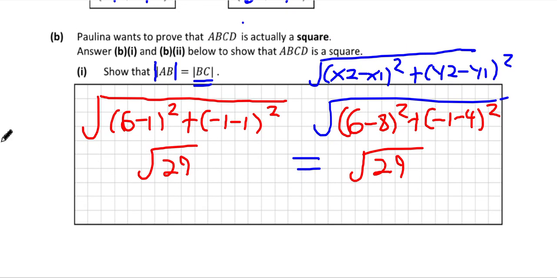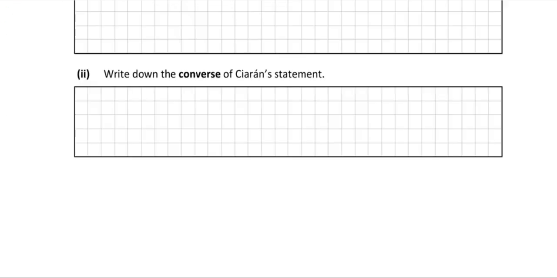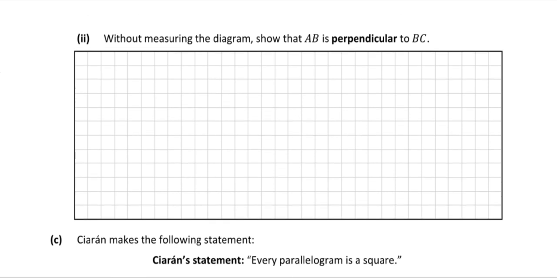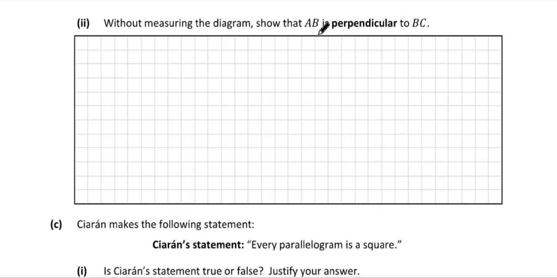Ready for B part 2? Okay. Without measuring the diagram, show that AB is perpendicular to BC. When you're talking about the word perpendicular, am I talking about lengths? What am I talking about? Angles or slopes? Yeah? So, generally speaking, would you all agree that 3/4 and turn that upside down and change the sign? Would you agree that the two of them are perpendicular to each other?